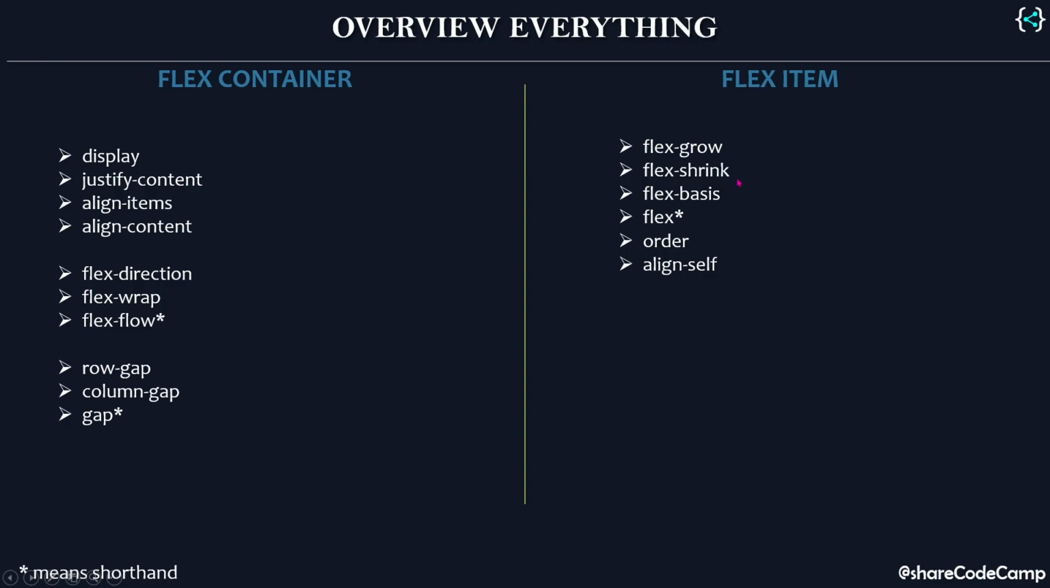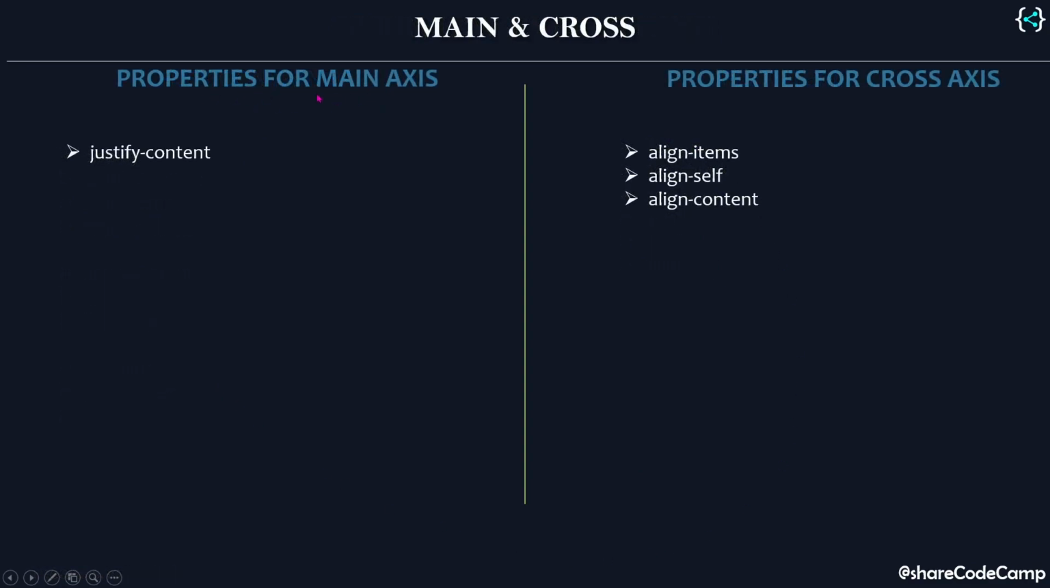These are the ones that you can apply on the flex item: flex grow, shrink, and basis, and flex. This is the shorthand for these three, so flex grow first, and then shrink, and then basis. And also order and align self. Remember, these are the overviews so that you can see the big picture. This is also important to have in your mind: you can only apply justify content to the main axis. So whenever you use justify content, you have to ask yourself, where is my main axis?